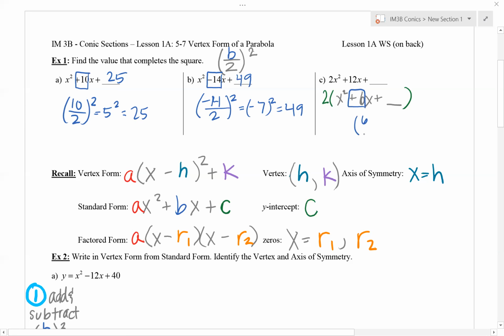So if I do 6 divided by 2 and square that, that gives me 9, but 9 isn't my answer because that's inside the parentheses. Notice that we factored out a 2, right? So what I have to do to figure out what it is here is think about if I were to distribute this back, what number would be in the blank? Good, 18. And so the value that makes that into a perfect square is 18 for this one.